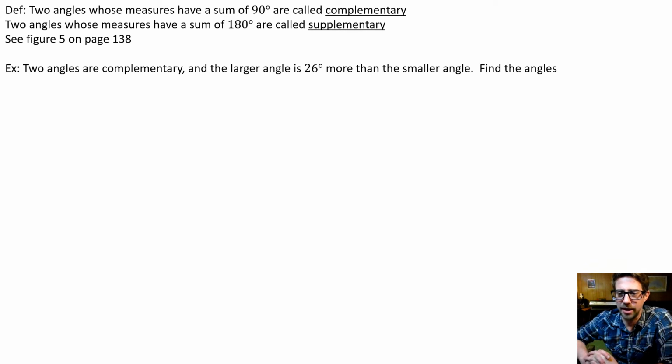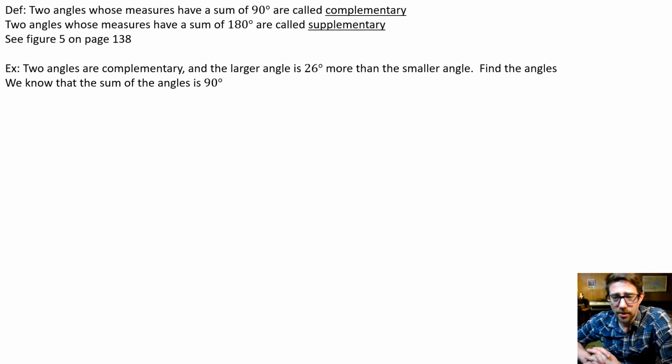So this isn't a triangle problem, it's just a general angle problem. Two angles are complementary and the larger angle is 26 degrees more than the smaller angle. Find the angle. So we know what degrees are, right? There's 360 of them and there's 90 degrees in a right angle. And now we're saying that these two angles add up to 90 degrees. That's complementary. So this is the first time we've used a variable for an angle, so let's make one up.